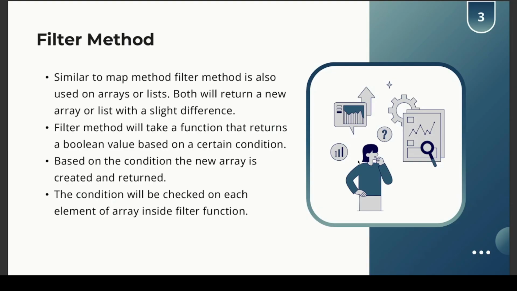Suppose that I want to filter out the values inside the array which are greater than 2. Then it will give me a new array with all the values greater than 2. So based on the condition, a new array is created and returned. The condition will be checked on each element of the array inside the filter function.